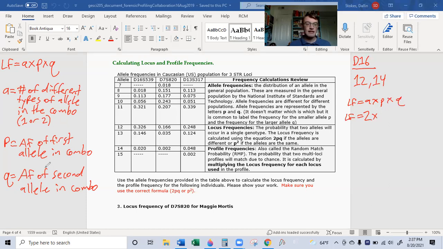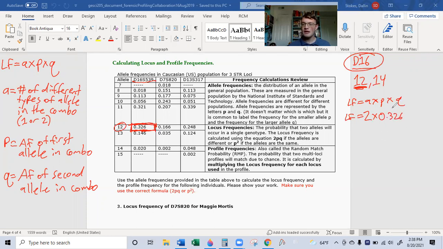P is the allele frequency of the first allele in the combo. The first allele is a 12 at the D16 locus. So let's look at our table. We've got D16, 12 allele. It looks like the allele frequency of having a 12 allele at the D16 locus is 0.326. So we'll write that in here. That's P.